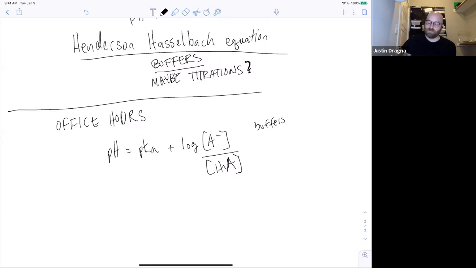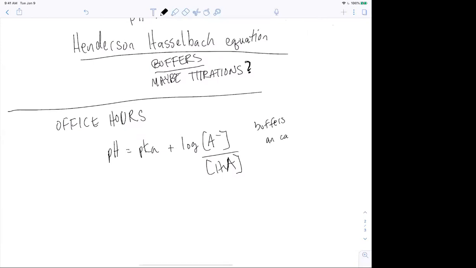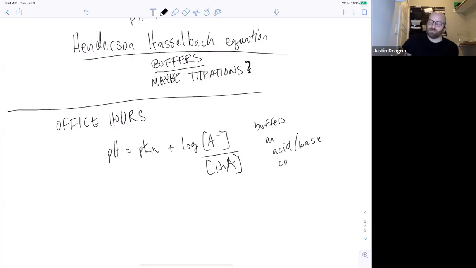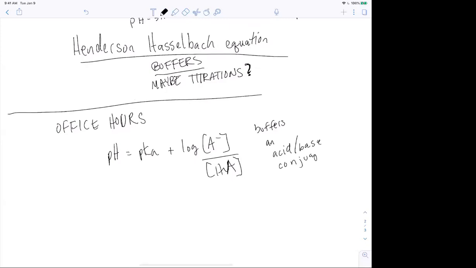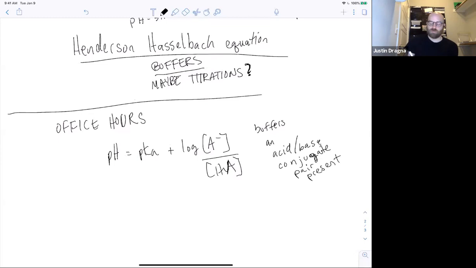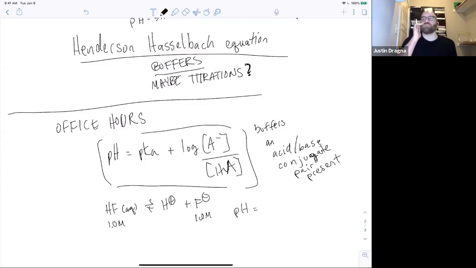But buffers are when you have an acid-base conjugate pair present. For example, in the last reaction that we worked, I don't want to get into it because we're going to cover this on Friday, not Monday. But in the last problem we worked, this is the acid, this is its conjugate base, so it's a conjugate acid-base pair. So you could also calculate the pH using this equation, which is obviously easier than using a Rice table.